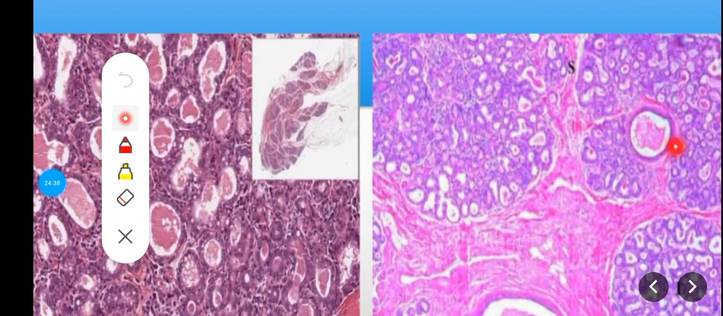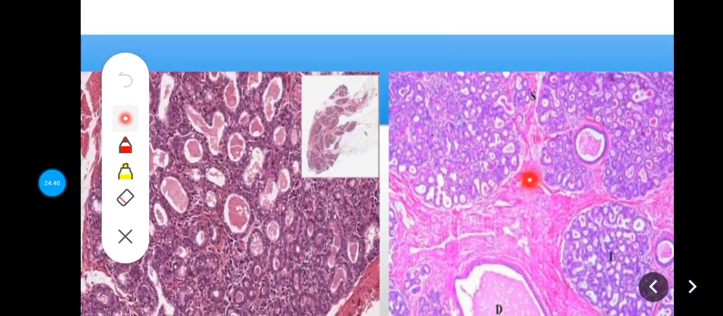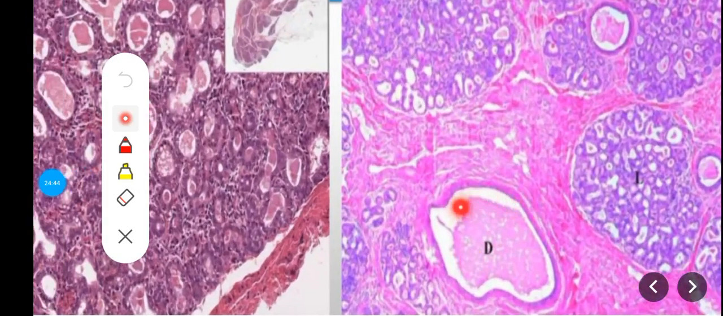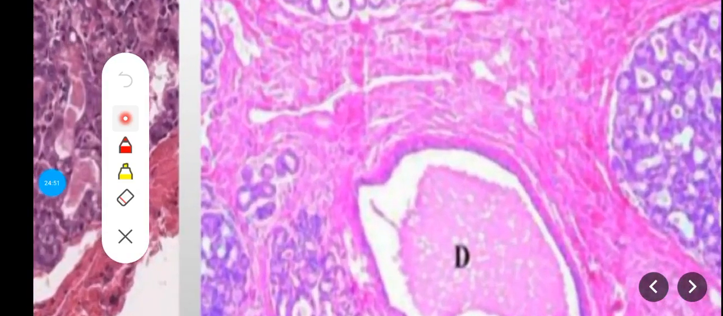Look at this one too. You can see the lactiferous duct here. This is a large duct. And then you can see the eosinophilic material with some whitish circles within it. So those whitish spaces represent the fat droplets. So the slide of the mammary gland is very easy to identify.